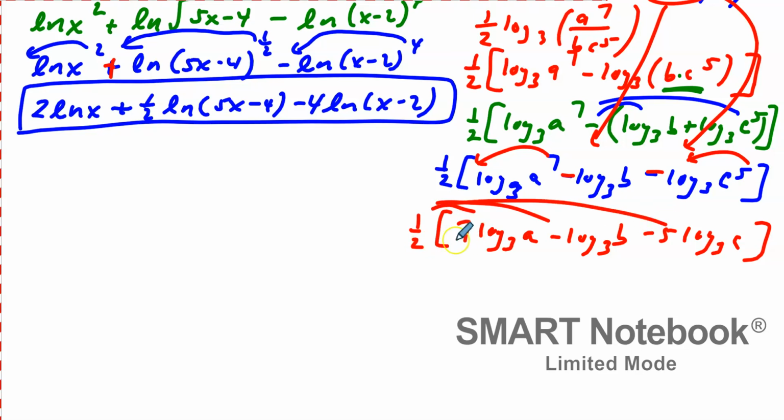So you're multiplying all of the lead coefficients by 1/2, or dividing them by 2. So our final answer would be this: 7/2 log base 3 of A minus 1/2 log base 3 of B minus 5/2 log base 3 of C.